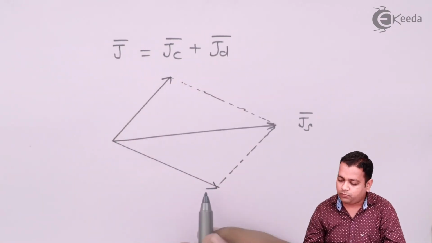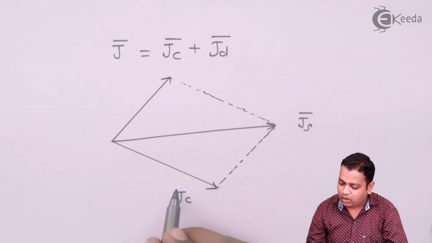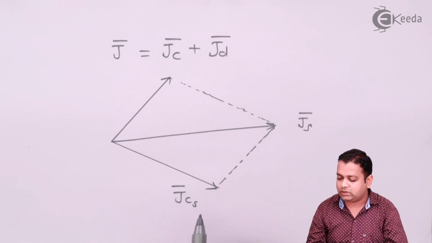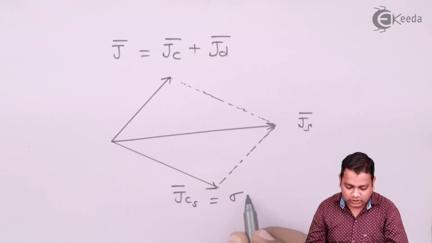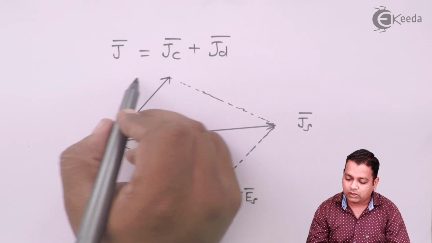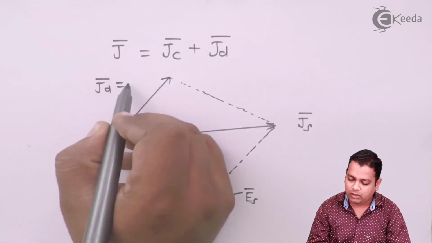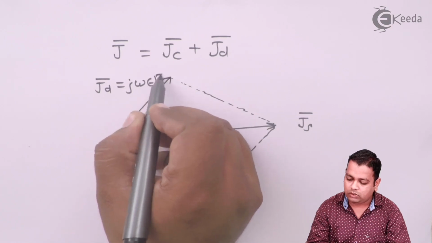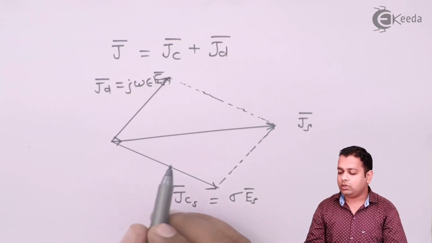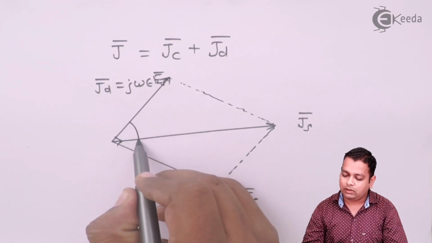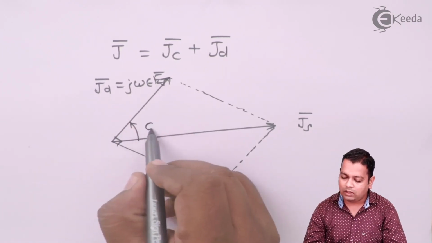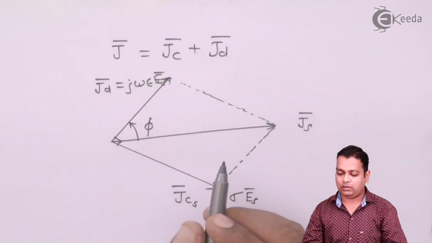Now this is the first current density, JC bar, the phasor as I have represented for J bar. So this is JC suffix S bar, and it is given by sigma into ES bar, right from Ohm's law. And the other one we shall write is JD bar equal to j omega epsilon into ES bar. So these two make a 90-degree angle here. Now in this diagram, the angle that the displacement current density vector makes with the total current density, we shall represent by phi.